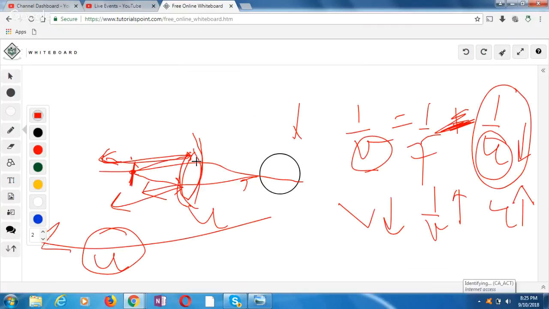To increase u, we need this convex lens. When the light rays strike this convex lens, they go far away from the convex lens, and hence the u increases.